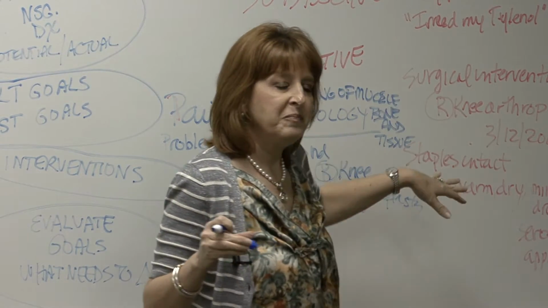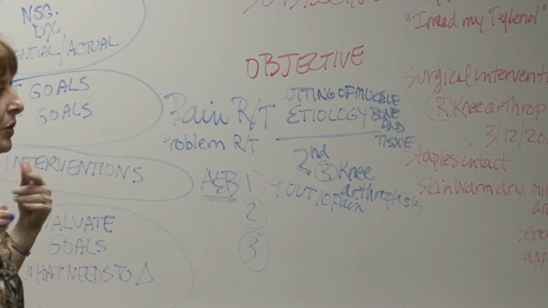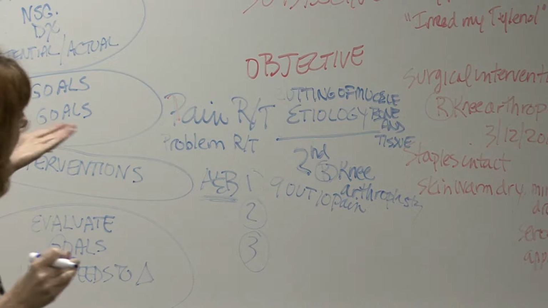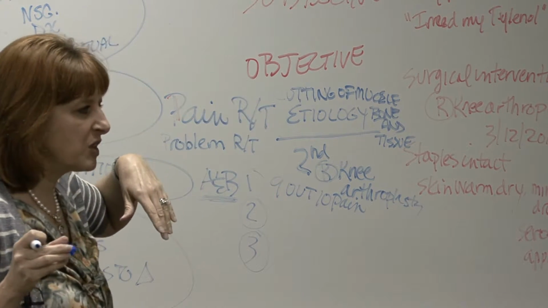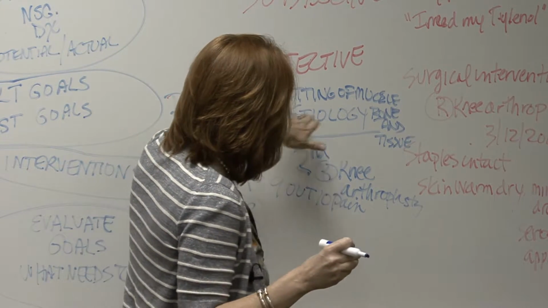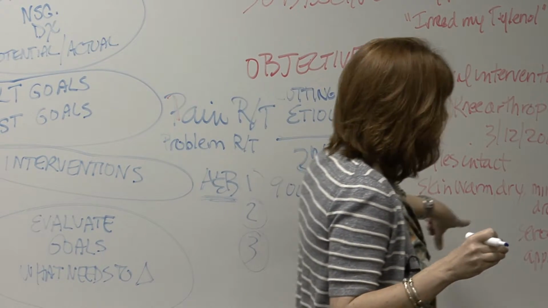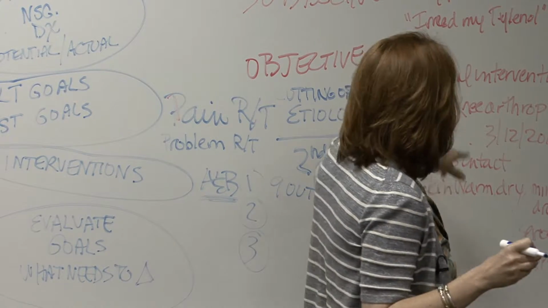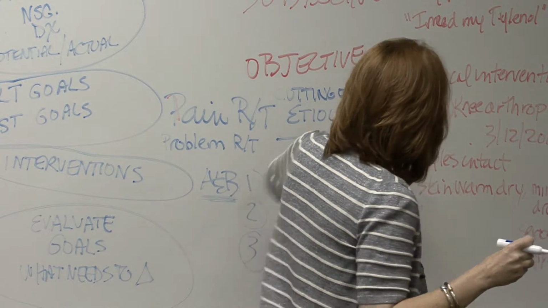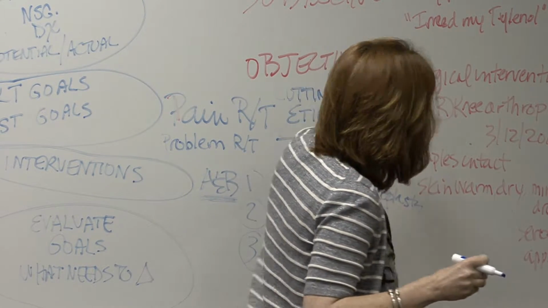the assessment part, and I think, well, let me think about what this person might be looking at. So if I looked at this, I would say they're probably going to address pain. Then I come over here and I see pain related to this, as evidenced by, and then what I do is I go back into the assessment column and I see, are these things listed here? Or are these things listed here?